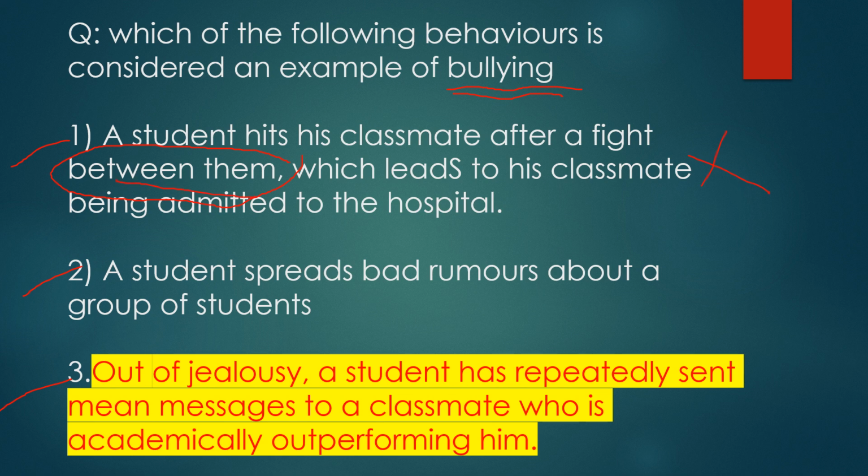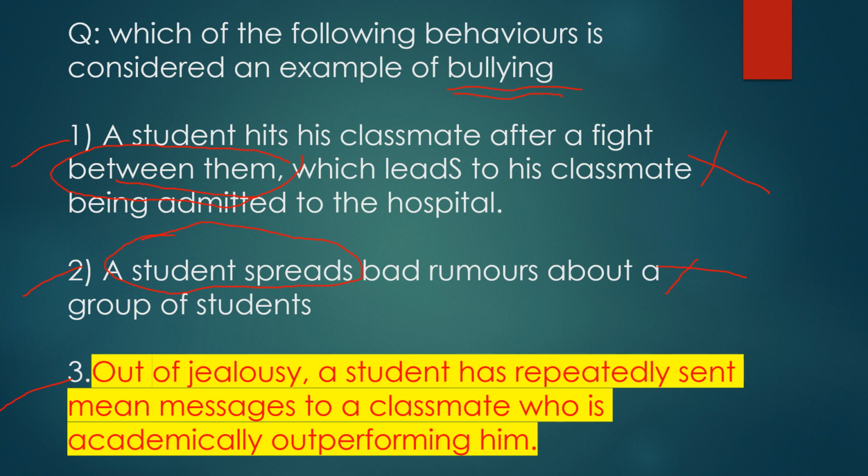Let's see our second option. A student spreads bad rumors about a group of students. That means he is bold enough to spread rumors, right? A bully is a strong character. A bully is a bossy character, and he doesn't care about hiding things and spreading things secretly. So this is also not a case of bullying.